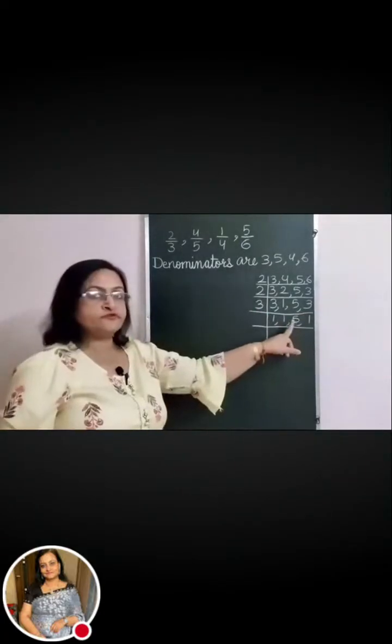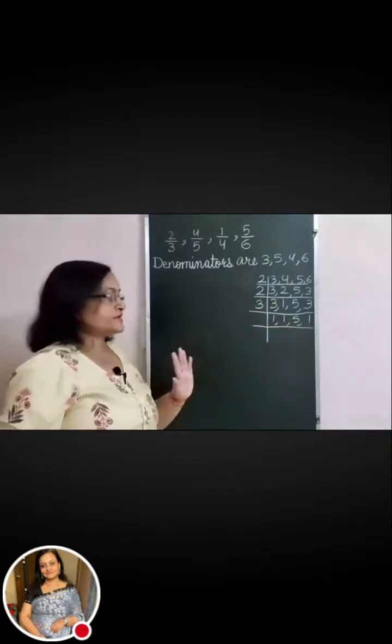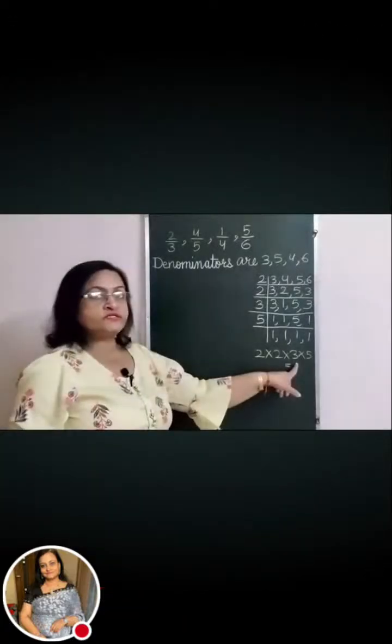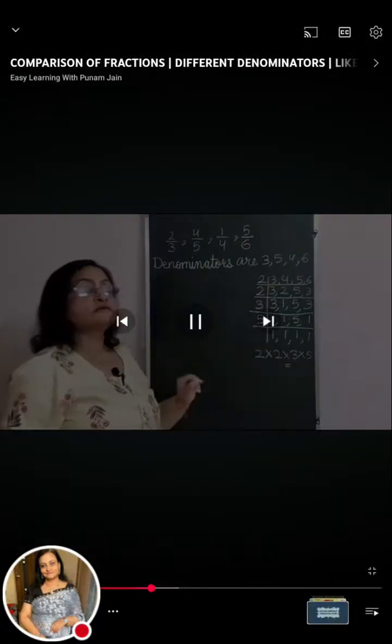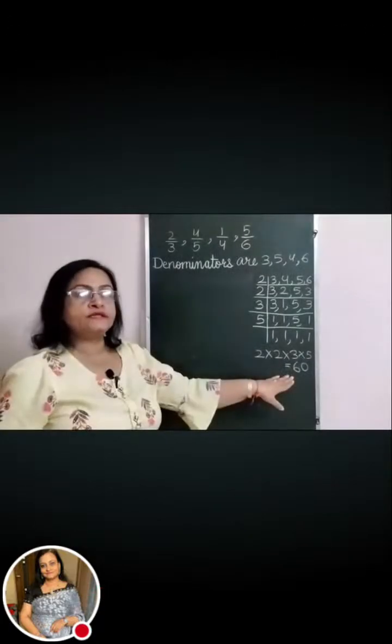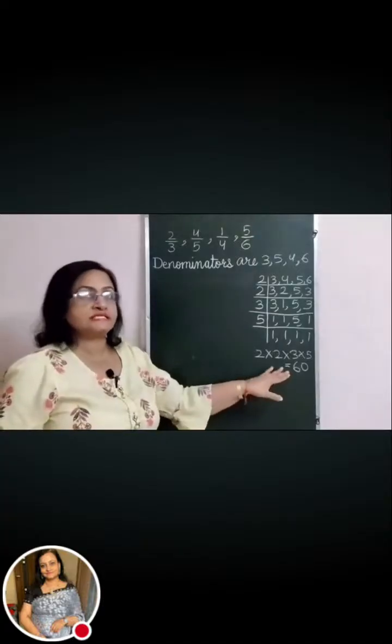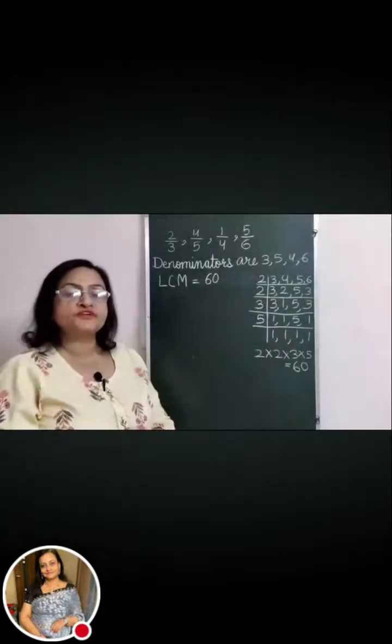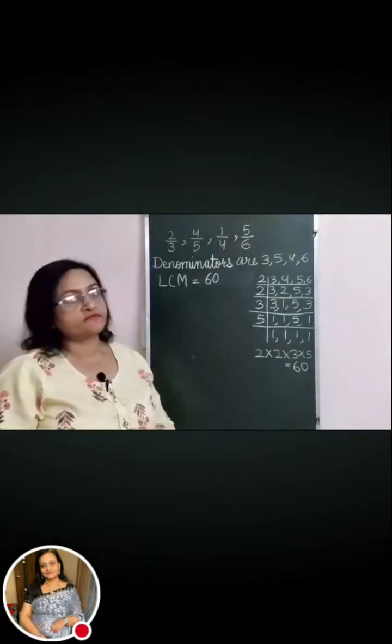Now only 5 is left to be divided. So we will take 5. 5 ones are 5. So 2 twos are 4. 4 threes are 12. And 12 fives are 60. This way we have got the LCM as 60. Now we will convert the fractions into like fractions. अब हम fractions को like fractions में convert करेंगे.